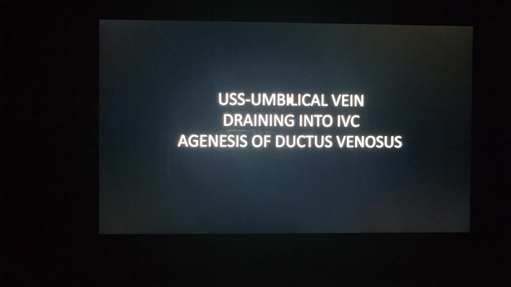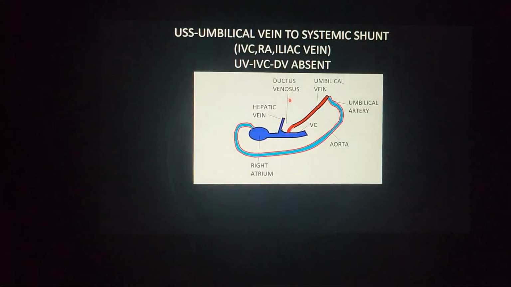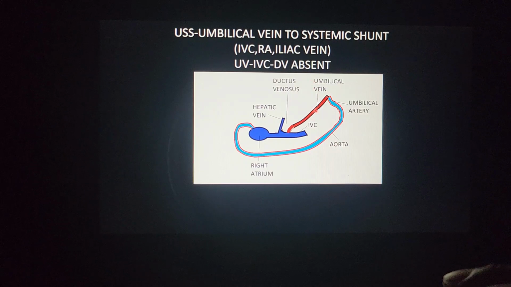Now we come to another example, which is again an umbilical systemic shunt. Here the umbilical vein drains into the IVC. So the prior example was the umbilical vein draining into the RA via an abnormal ductus venosus. Here we have the umbilical vein draining into the IVC without a ductus venosus. So this is a direct entry of the umbilical vein into the IVC. You can see that the distance would be away from the hepatic vein. That is the clue which you have to pick up.